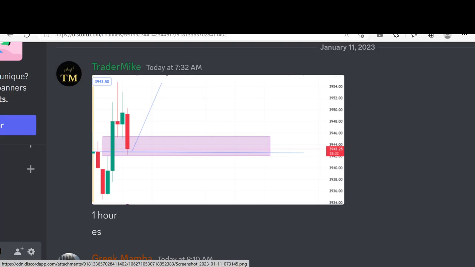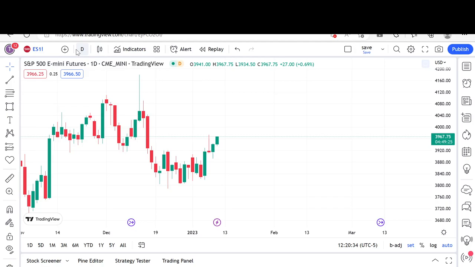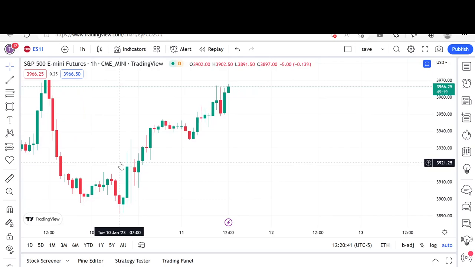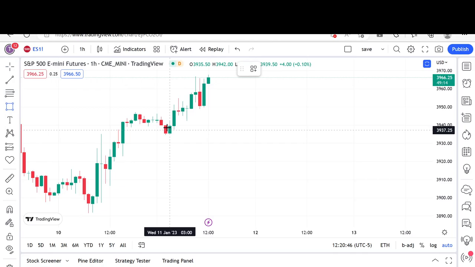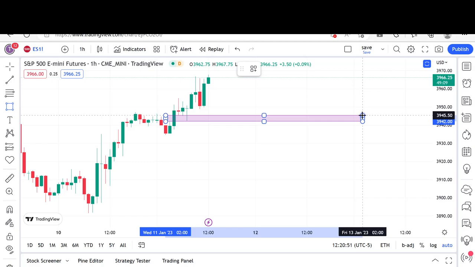So let's drop down and pinpoint what I was referring to this morning. So here that is. Again, we're going to go over using this example just to drive it home, how you could play fair value gaps, both ways you can do it. There's that imbalance that I posted this morning.